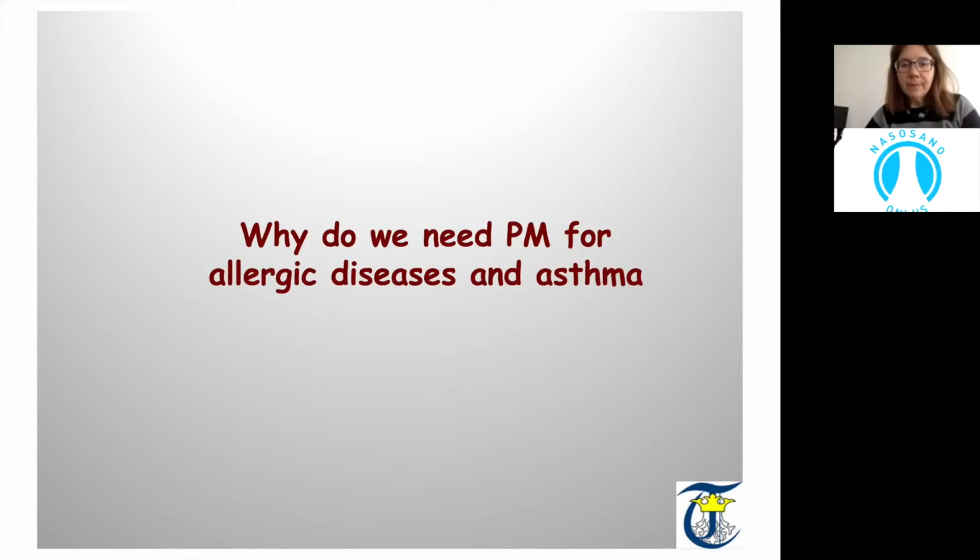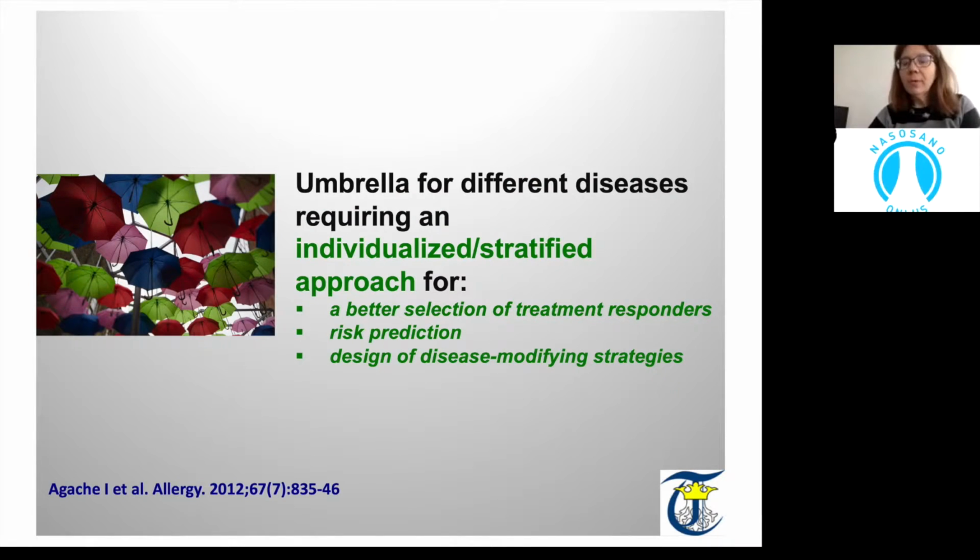What are these? And why do we need this precision medicine to approach allergic disease and asthma and other chronic diseases as well? First of all, because they are an umbrella for different diseases. So each patient is a different disease, although they have the same diagnosis. And we need to stratify this approach because we want a better selection of responders to treatment or to other management approaches, to predict risk and to design what is really a disease-modifying strategy, that means achieving cure in chronic disease.